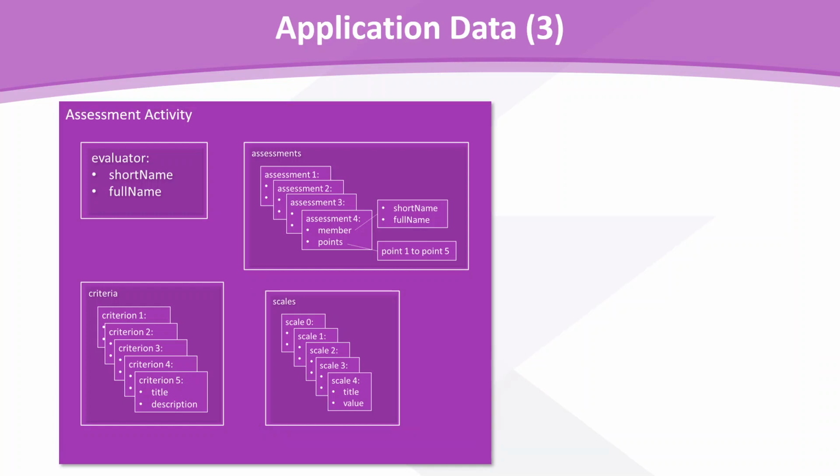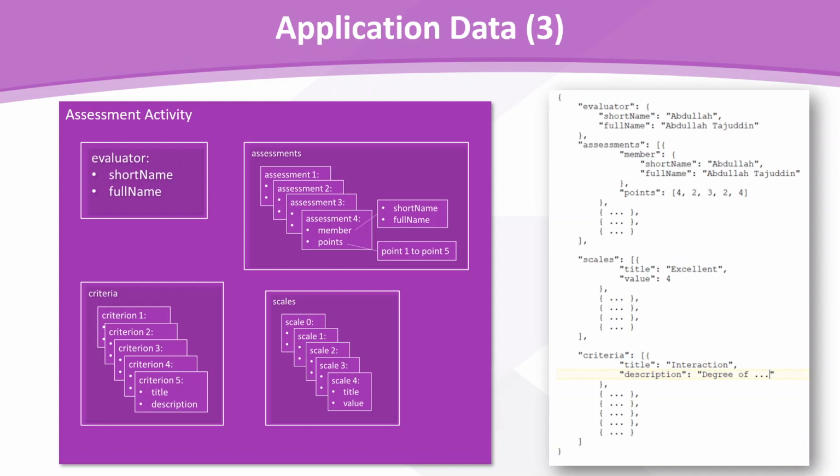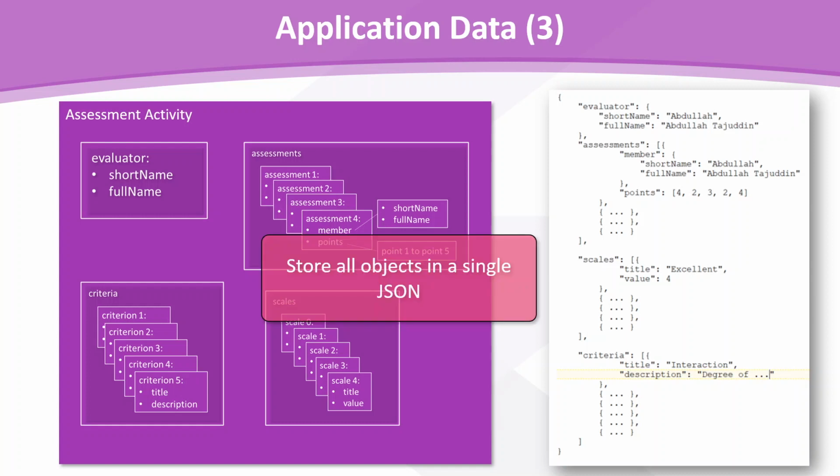And then we are going to represent all this data in JSON form. You learned from my previous lecture, JSON is basically a string of data organized in the form of key-value pairs. So in our case, we are going to store all the objects, the evaluator, assessment, criteria, in a single JSON.